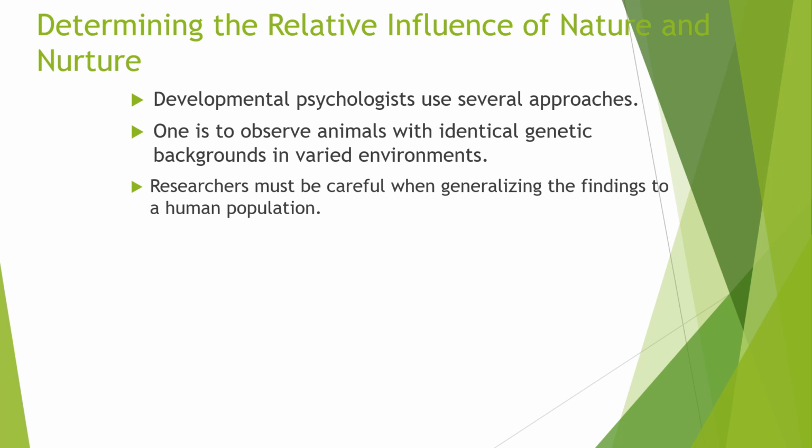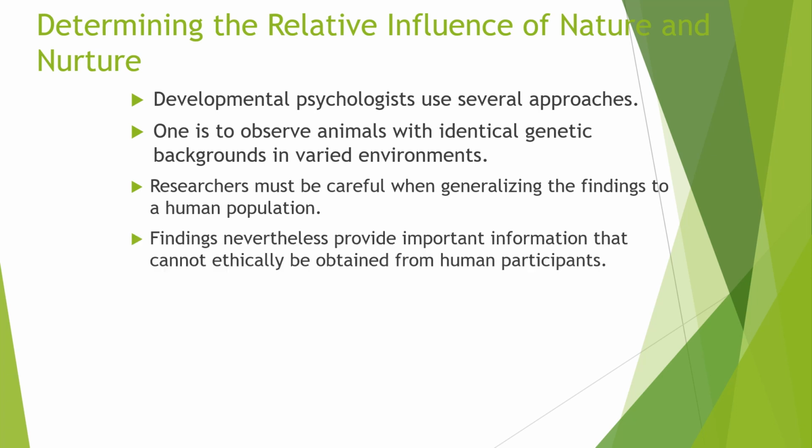Researchers must be careful when they're generalizing the findings to a human population. A lot of times we use animal models in our research when it's not possible to use humans, but you have to be really careful about assuming that what you found in the animal model would be exactly the case with a human model. However, these findings do provide important information that cannot ethically be obtained from human participants. When it's not ethical to do the research on humans, you can ethically do it on animals. And that's why we use animal models in our research.